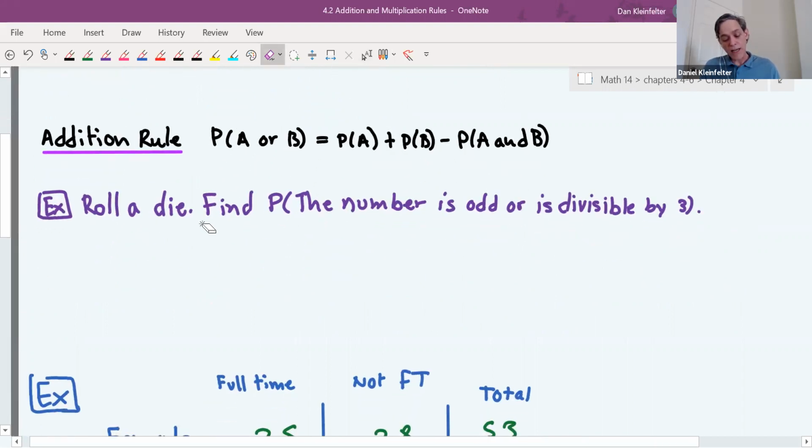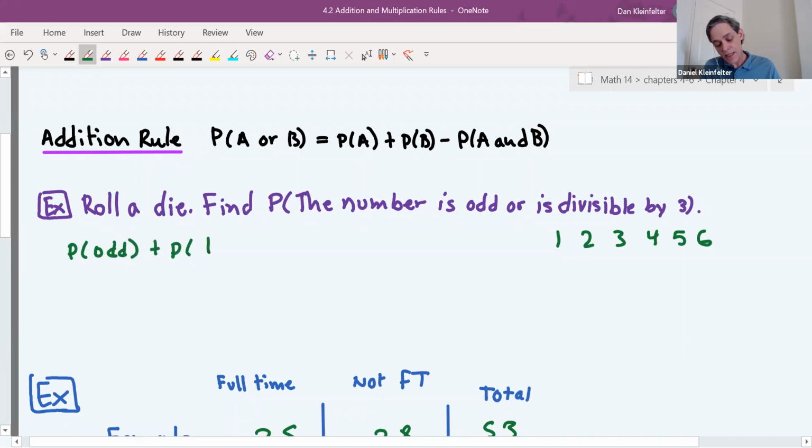So we want to roll a die. We're going to find the probability that the number is odd or is divisible by 3. The numbers that we could get are 1, 2, 3, 4, 5, and 6. So the probability that the number is odd or divisible by 3 is the probability that it's odd, plus the probability that it's divisible by 3, and then both, minus the probability that it's odd and divisible by 3.